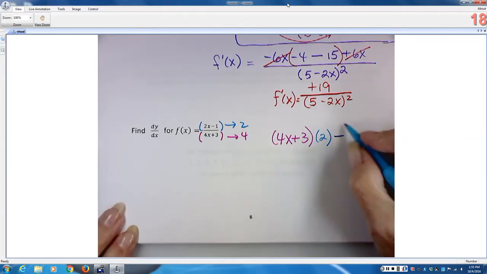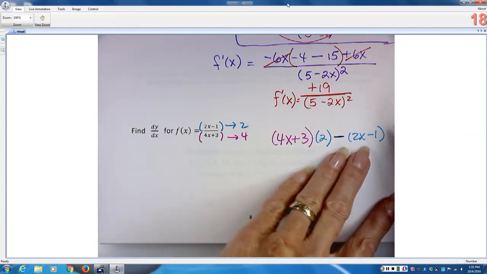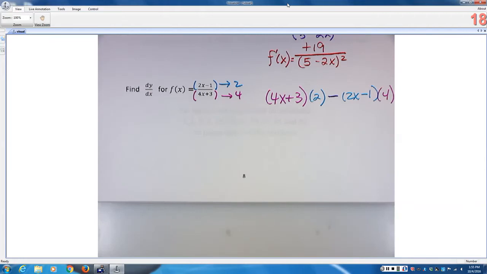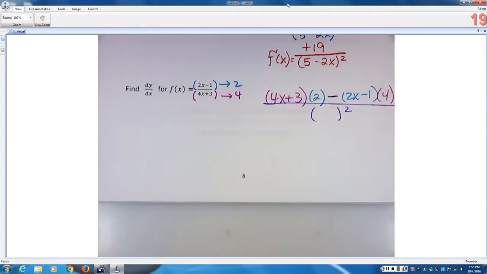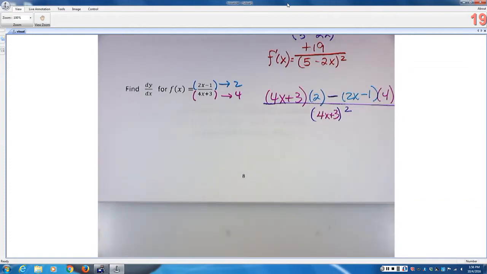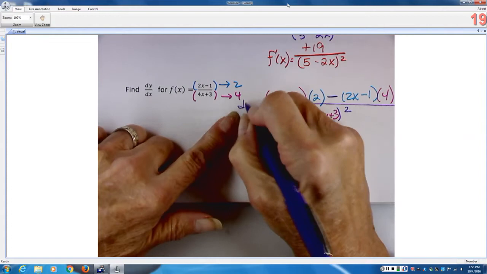the numerator times the derivative of the denominator. And then put that whole thing over the denominator squared. And again, the denominator is 4x plus 3. And then any cleanup you do after that is kind of up to you, because we have dy dx right here.